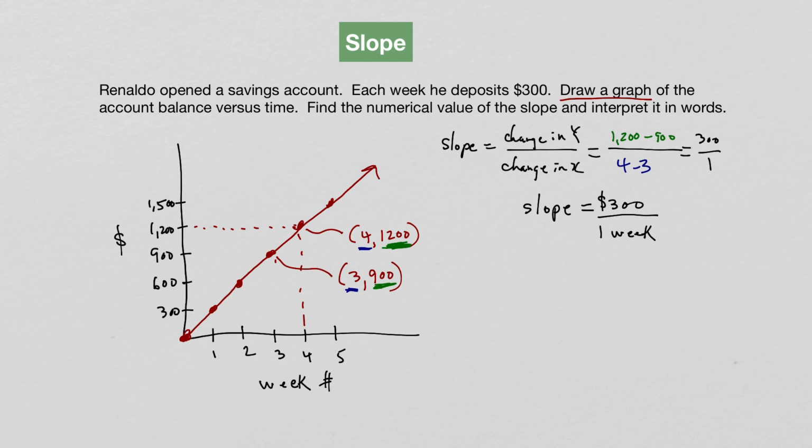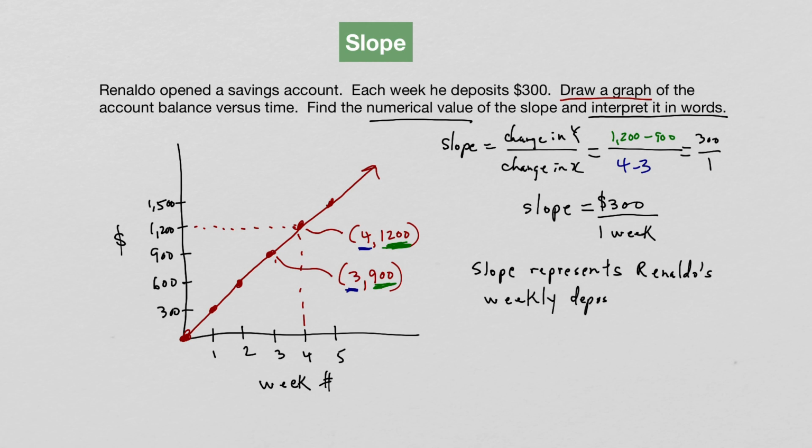And so we found the numerical value of the slope, and now we need to interpret it in words. So we can say the slope represents Ronaldo's weekly deposit amount.